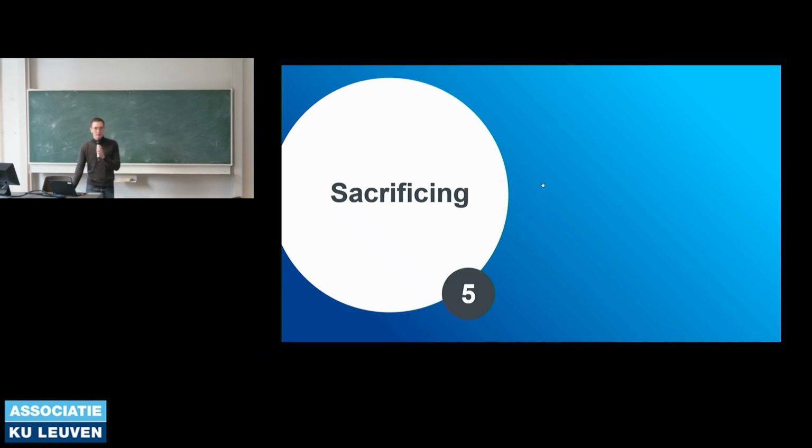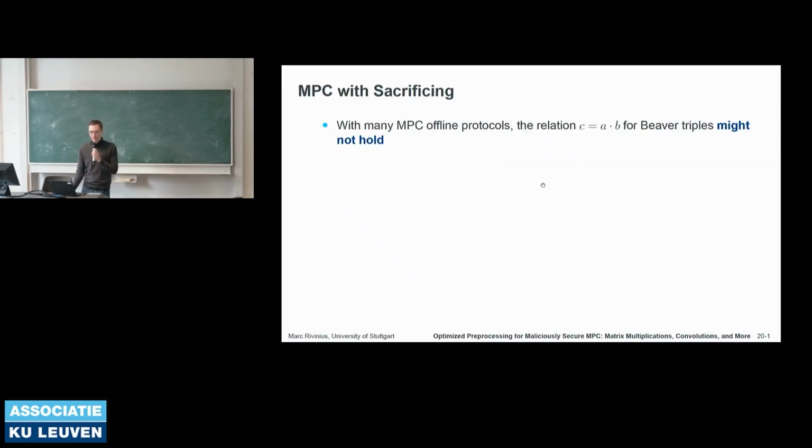Yeah, and then another thing you have to do for the preprocessing is so-called sacrificing. If you have maliciously acting parties, they might just do something else instead of multiplying with what they're supposed to do. And then your relation, like C is A times B for normal Beaver triples, just doesn't hold anymore because they did something else, they added something, they multiplied by something else.